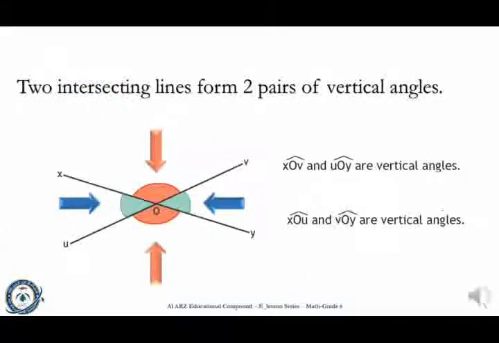Two intersecting lines form two pairs of vertical angles. XOV and UOY are vertical angles. They are obtuse. XOU and VOY are vertical angles. They are acute. So we have two pairs of vertical angles. One pair of acute angles and another pair of obtuse angles.